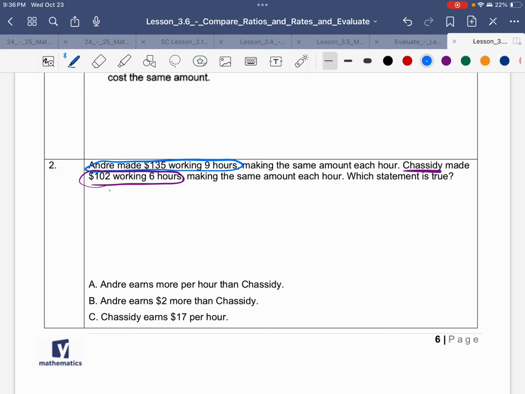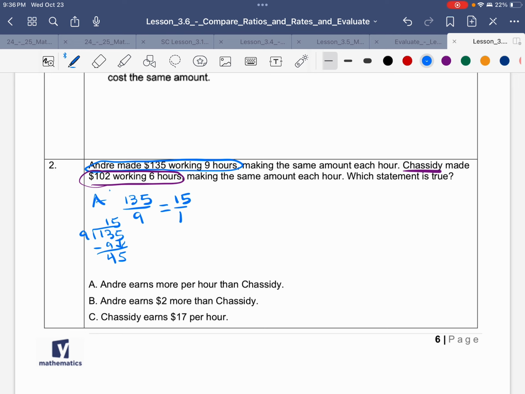So real quick, we can set that up. Andre is 135 for 9 hours. So we figure out how much he's making in 1 hour. So we're dividing by 9. 135 divided by 9. If we don't know it, we can do it out real quick. So he's making $15 in 1 hour.